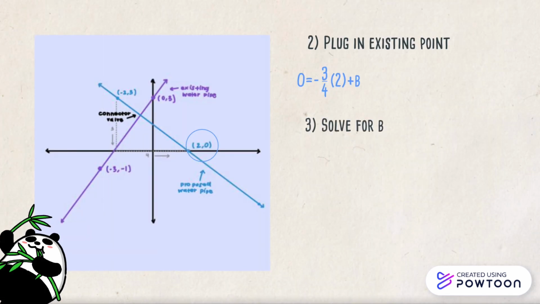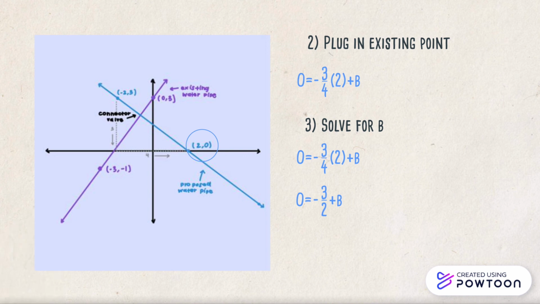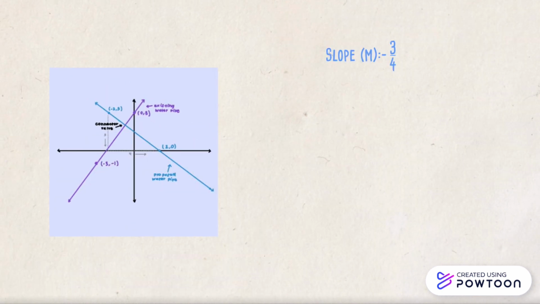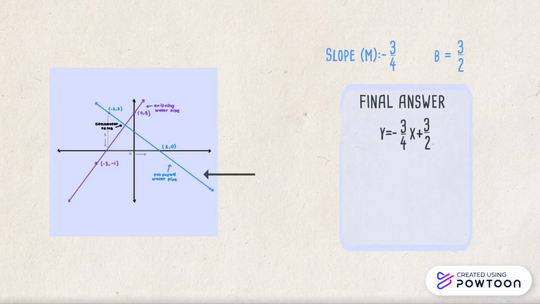All right, now we're going to solve for b. So we're going to start by multiplying negative 3/4 times 2, and that will be 0 equals negative 6/4 plus b. That can be simplified to 0 equals negative 3/2 plus b. All right, next we're going to add 3/2 to both sides, and that's going to cancel out. And what we're left with is 3/2 equals b, and we now have our y-intercept. All right, now that we have our slope and our y-intercept, we can plug it into slope-intercept form, and our final answer will be y equals negative 3/4 x plus 3/2.